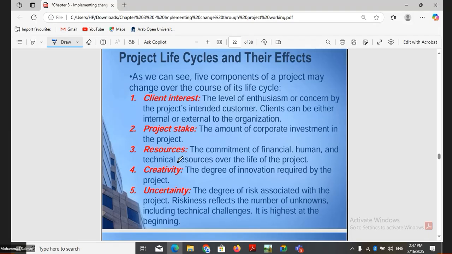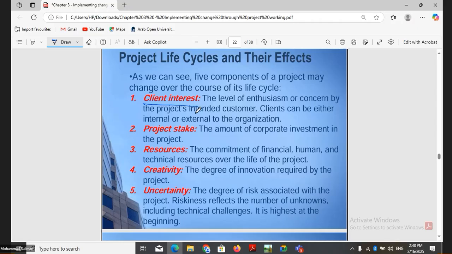When the project is started and it is working fine, when the project work is going on, at that point the first thing is client interest. The client interest is very important. For example, in between, the client says, no, I'm not interested in the project. Then your project will fail. You've got to stop the project, and the whole thing is disturbed. So it is very important to hold the client interest, the level of enthusiasm or concern by the project's intended customers, and clients can be either internal or external customers, no problem. But we must hold the client interest in the project.